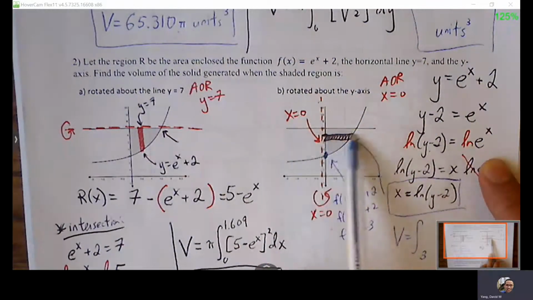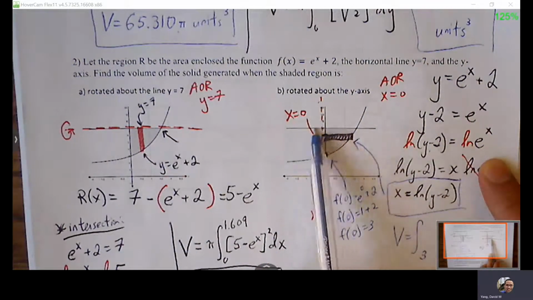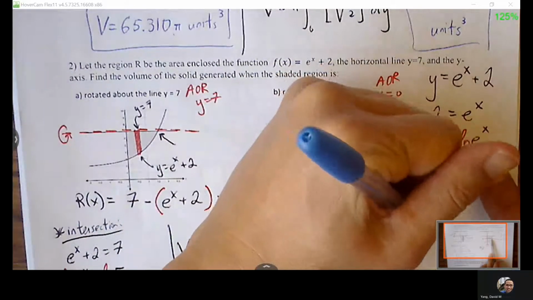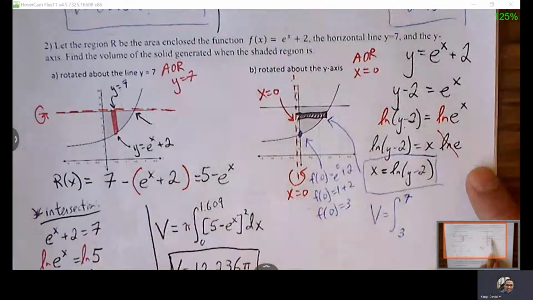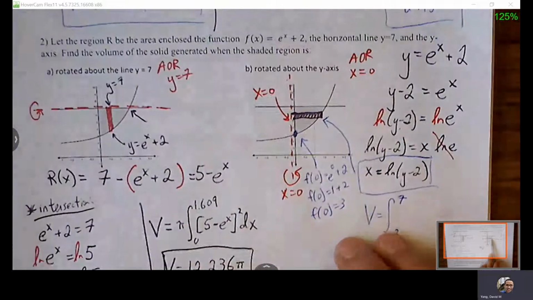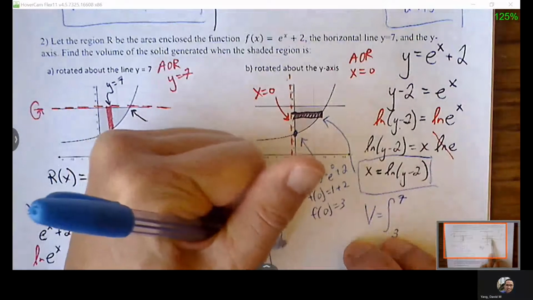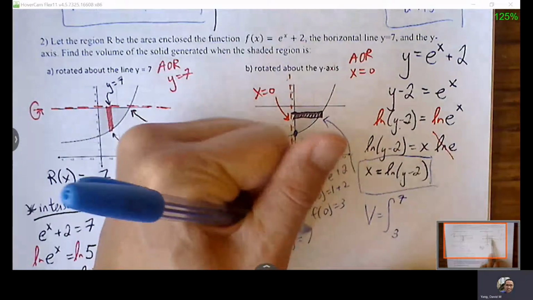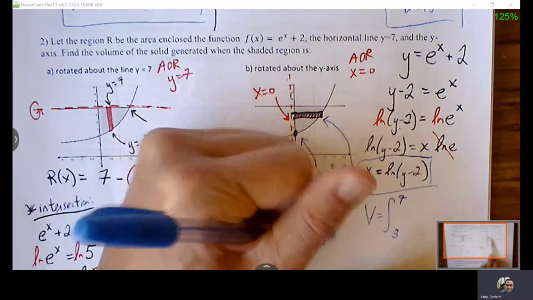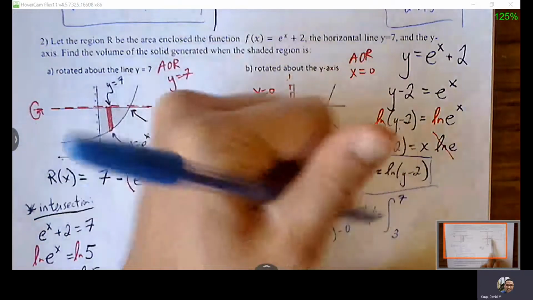Okay, the highest y value is easy to see. It's just going to be a y value of 7 because that's just a horizontal line. And then we just do right minus left. Okay, so I forgot to put the radius here. R of y is just natural log of y minus 2 minus 0.